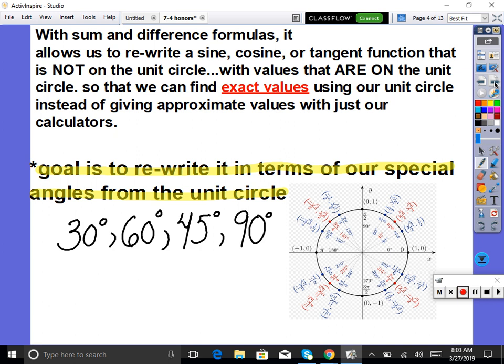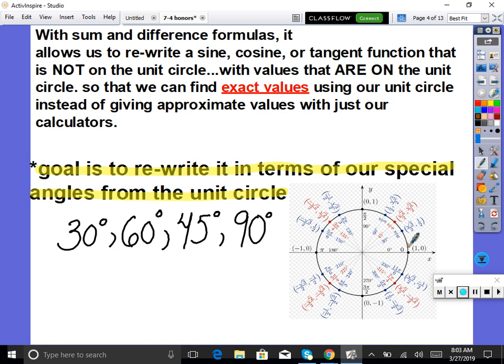Now, it's not always possible, but if it was possible, we could then calculate exact answers with degree measures that are not actually on the unit circle. Does that make sense, everyone? Kinda. You'll see some examples of what I mean. For example, like 15 degrees. We can only do estimated answers as of now, correct? Because we don't have exact answers on our unit circle for 15 degrees.